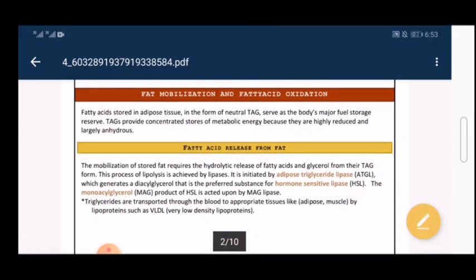So let's start fat mobilization and fatty acid oxidation. Fatty acids are stored inside the adipose tissue in the form of neutral TAGs. These are the body's major fuel storage because they are highly reduced and largely anhydrous. Anhydrous means they do not contain water. Highly reduced because of the long CH chain.